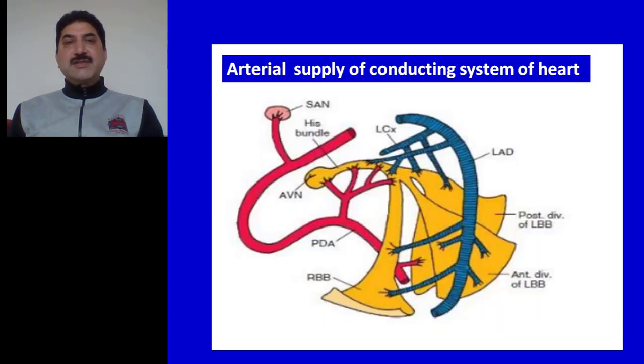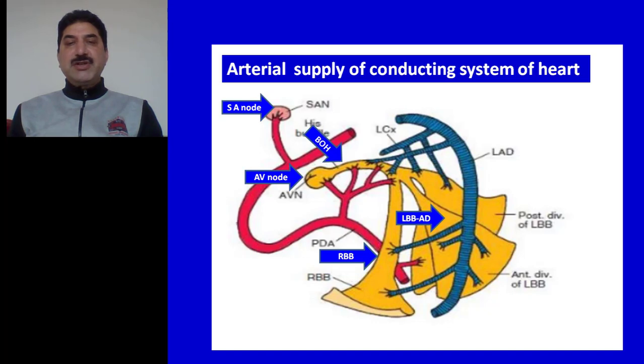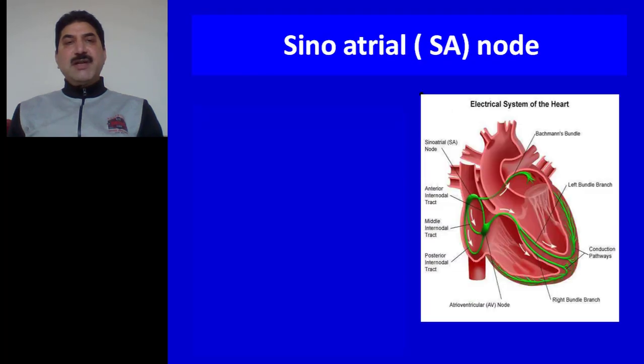As already discussed in the previous lectures, conducting system of the heart consists of SA node, AV node, bundle of His, right bundle of His, which divides into right and left bundle branches. Left bundle branch is further divided into left anterior fasciculus and the posterior fasciculus, which are also called the anterior and posterior divisions of the left bundle branch. Let us go to the blood supply of SA node.